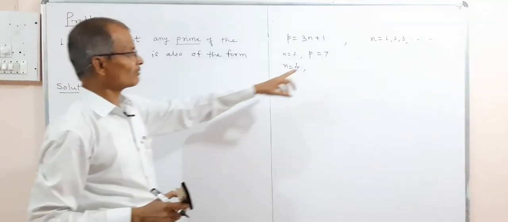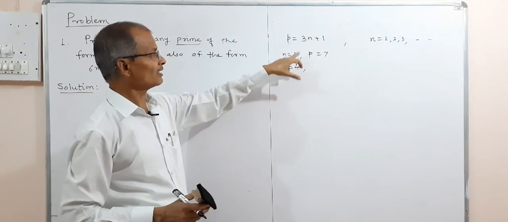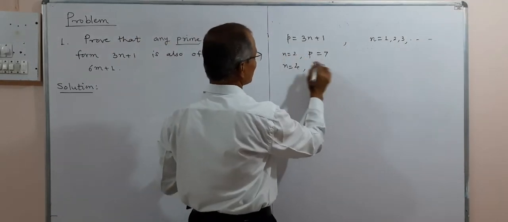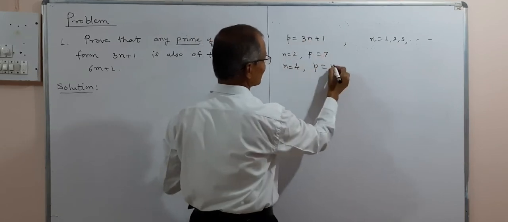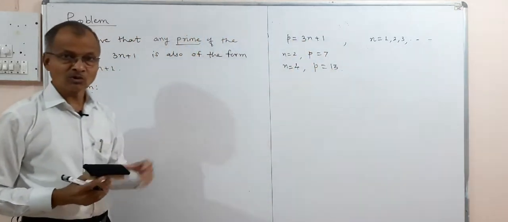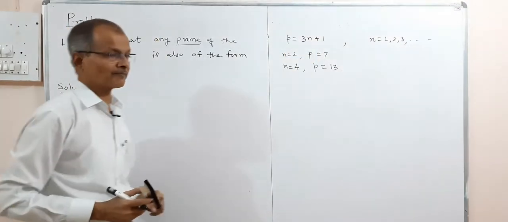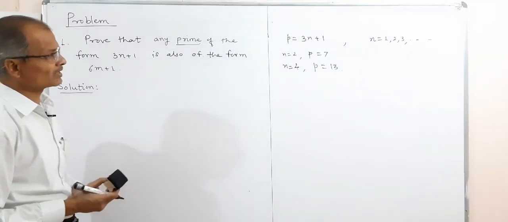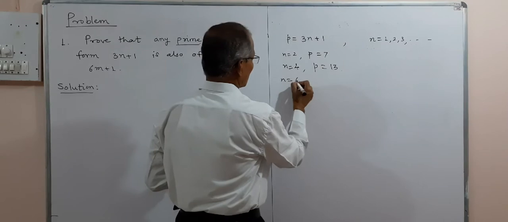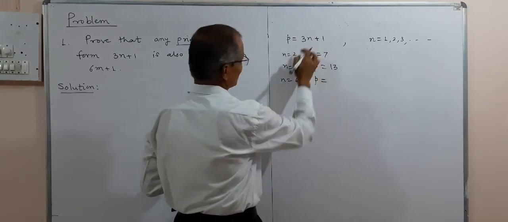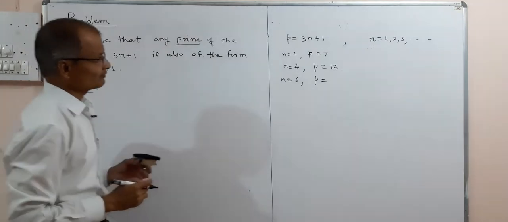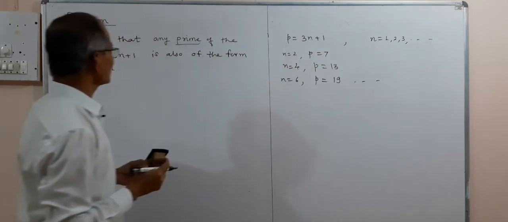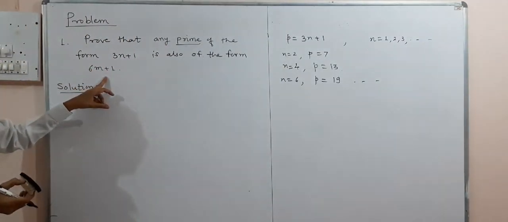So what are the primes of the form? 7 is a prime of this form where n is equal to 2. Now n is equal to 4, so what does this give? P is equal to 3 into 4, 12 plus 1, that is 13. 13 is a prime of this form. So those primes only of the form 3n plus 1. And if n is equal to 5, that is not prime. N is equal to 6, that will be a prime. And that prime will be 6 into 3, 18 plus 1, that is 19. And so on, etc. So what the result says is that this is also of the form 6m plus 1.